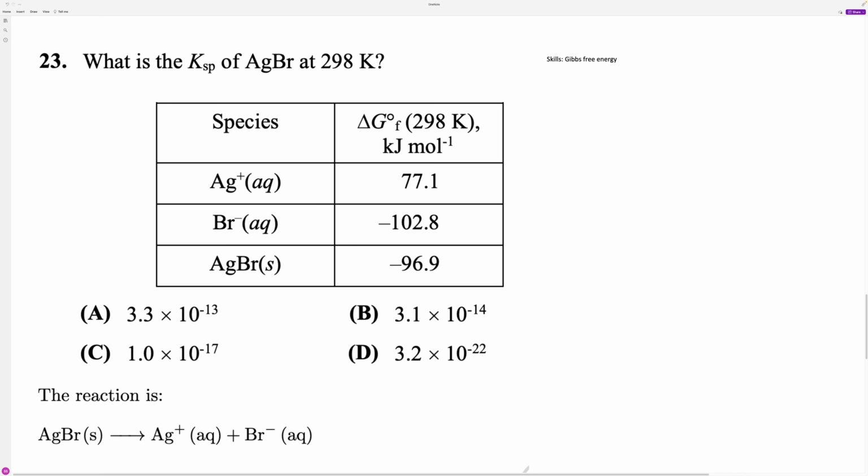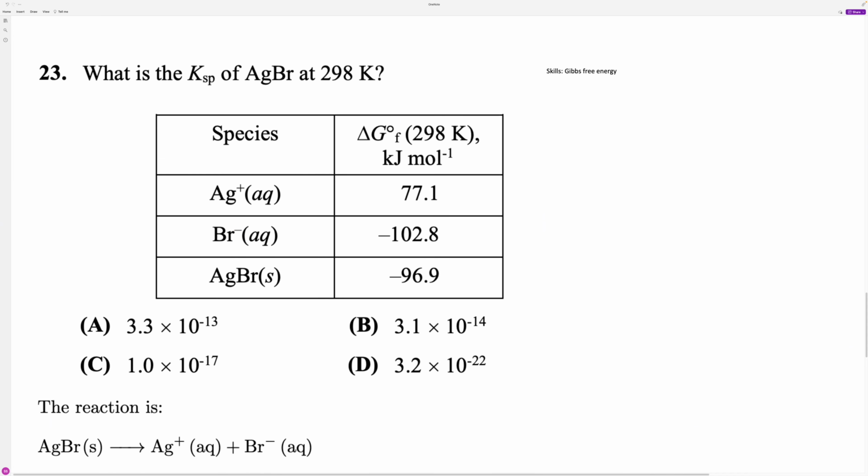Okay, so that was a bit of a long problem, but I wanted to break it down a bit. But now let's move on to question 23. Question 23 is asking what the KSP of AgBr is at 298 K.